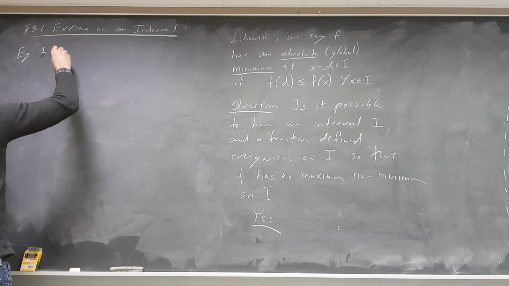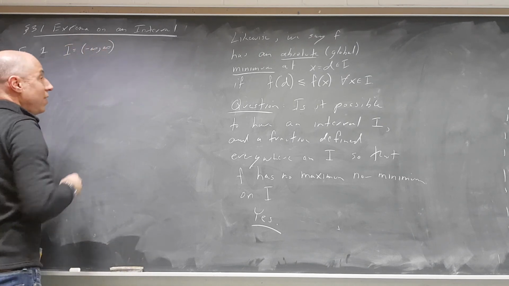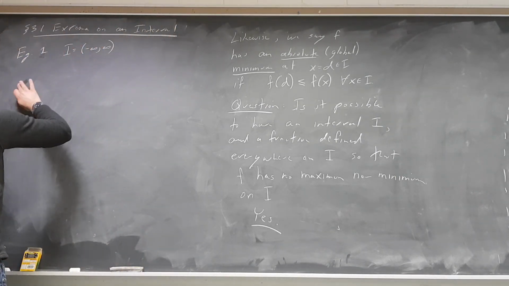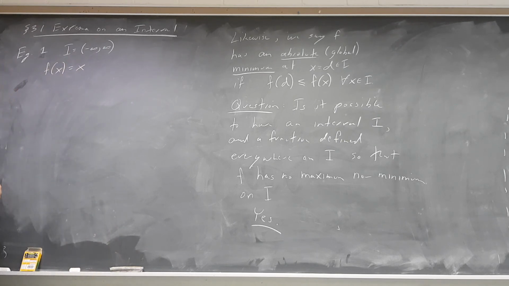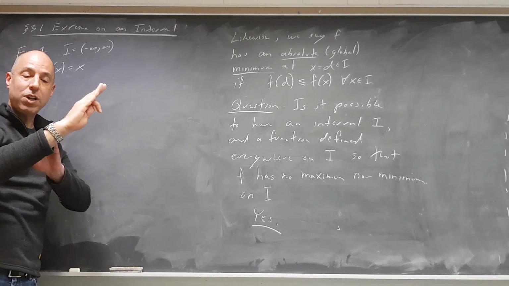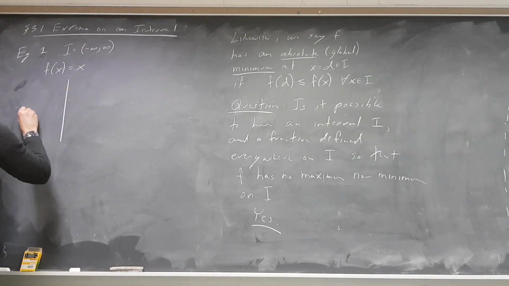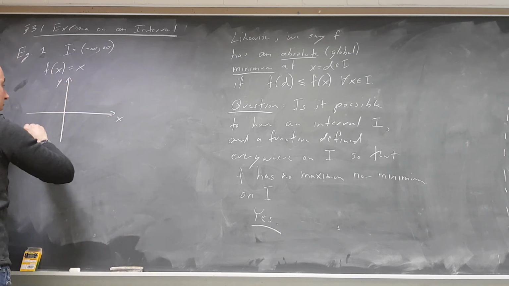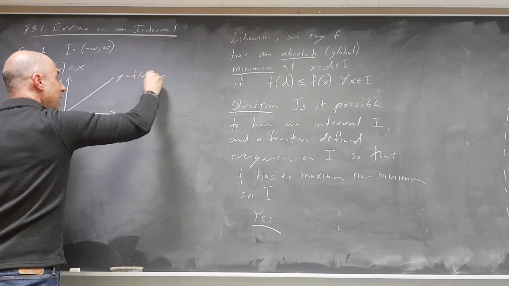Let me pick as my interval negative infinity to infinity, the whole real line. That is a perfectly acceptable interval. And I will take a perfectly simple function, f of x equals x. You know what the curve y equals x looks like. It's a straight line going uphill at 45 degrees and crossing at the origin. So y equals x.